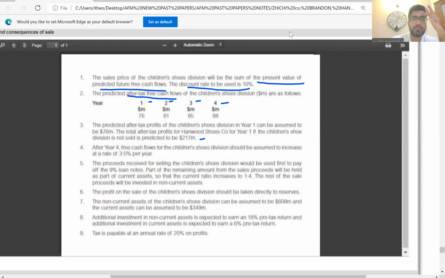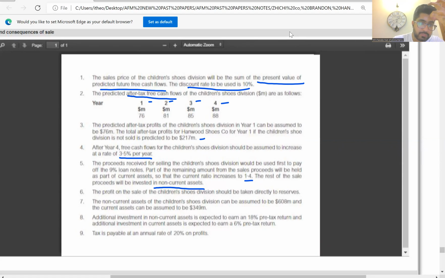After year 4, the free cash flows for the children's shoes division should be assumed to increase at a rate of 3.5% per year. The proceeds received from selling the children's shoes division would be used to first pay off the 9% loan notes. You will use the receipts to pay off the 9% loan notes. Part of the remaining amount from the sale proceeds will be held as part of current assets, so that the current ratio increases to 1.4. You will invest them in current assets, so that the current ratio increases to 1.4. Rest of the sale proceeds will be invested in non-current assets.